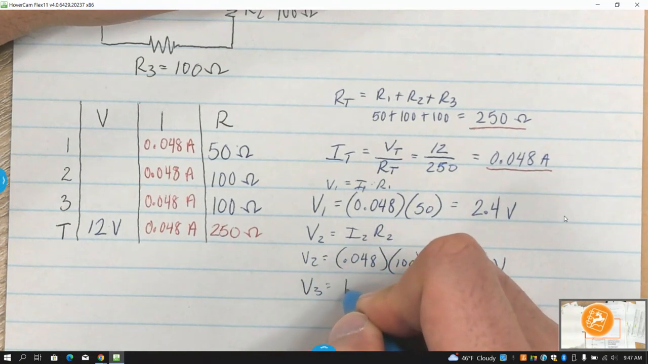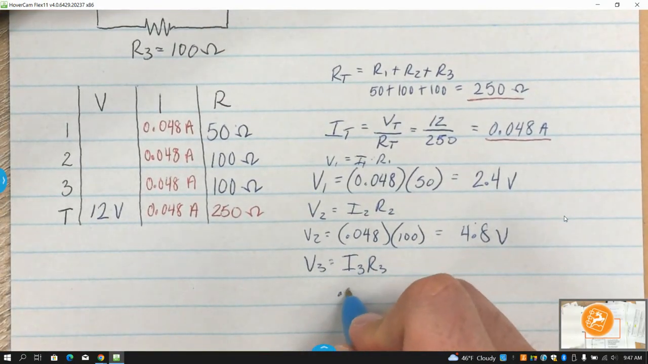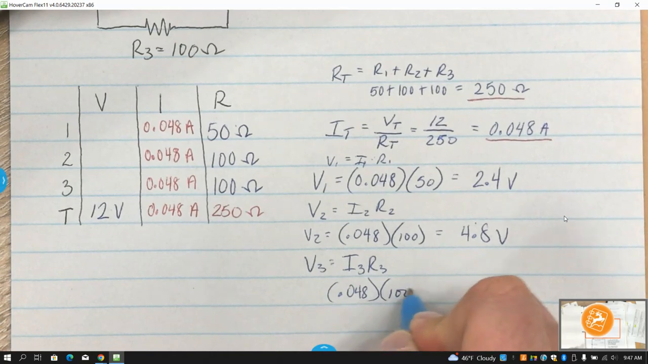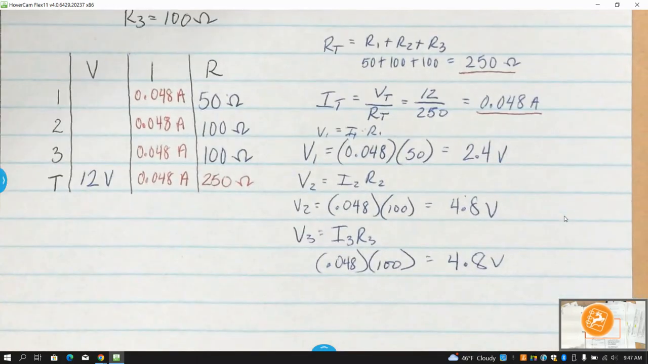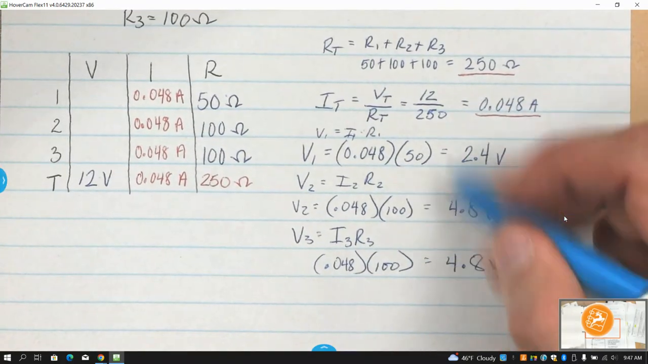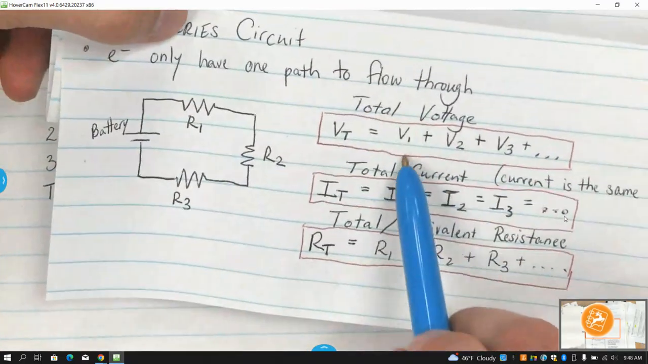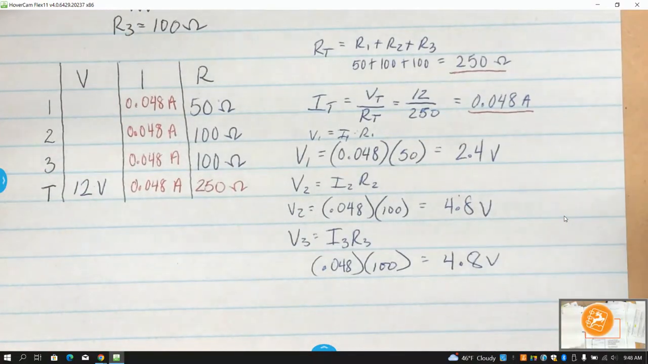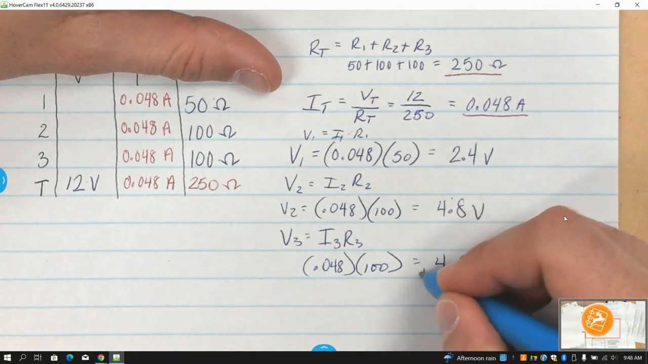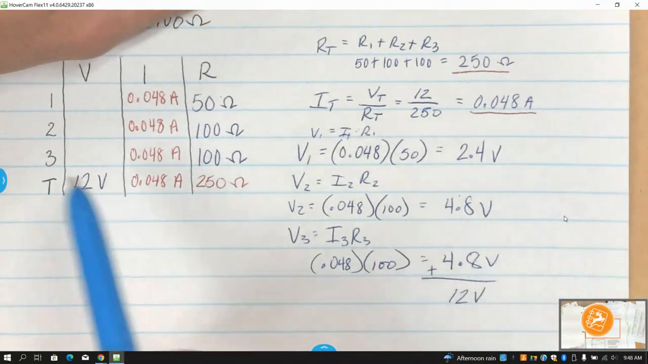And V3 is I3 times R3, or again 0.048 times 100, 4.8 volts. Now, at the end, we always want to make sure, because our rule here for total voltage is that when you add these up, it has to equal the total. We don't want it to be less or more, so you may occasionally need to round. But if we add these up, it comes out to be 12 flat and even, which matches our total.